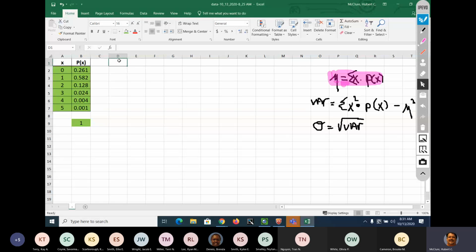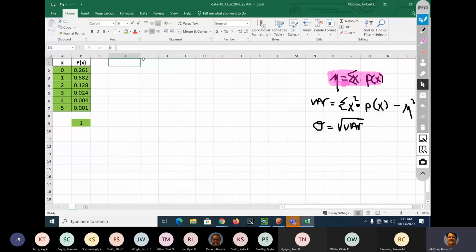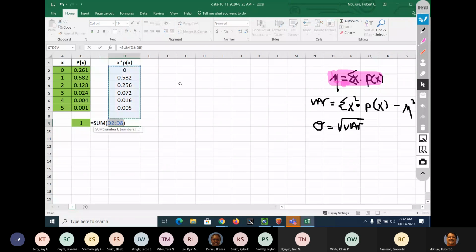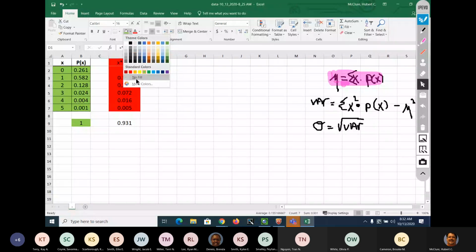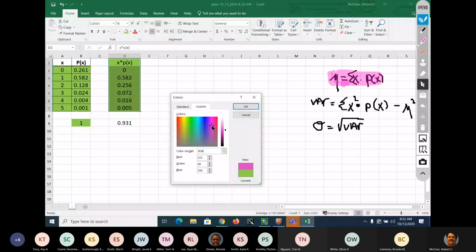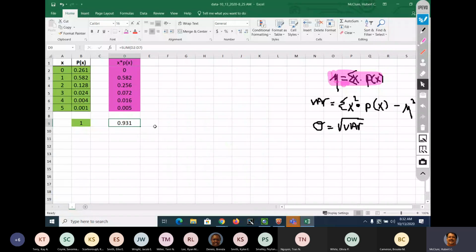So over here, I'm going to spread this out a little bit. And I'm going to say x times p of x. So that means I'm going to take this number and multiply it by this number. And I'm going to copy that down. And that, folks, is the mean. So I'm going to color all of this magenta. And this magenta.